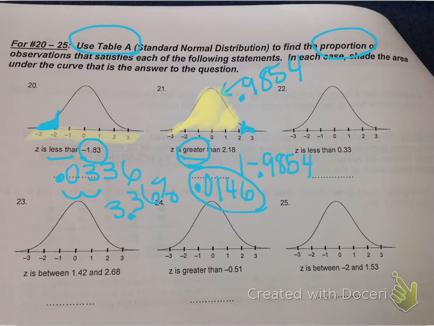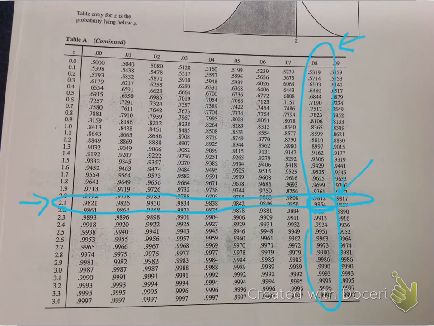Number 23, it says Z is between 1.42 and 2.68. Notice it's a between. Step 1, mark it on your graph, 1.42 and 2.68. Step 2, shade. Step 3, go to the table for both of them and find the proportion. So 1.42 and 2.68. I'm going to write that down so we don't forget. 1.42 and 2.68.